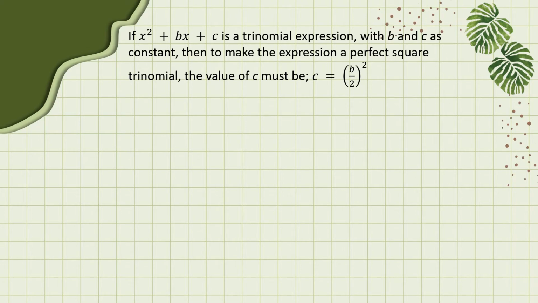So today's lesson can be easily understood by recalling first the procedure on how to make a trinomial a perfect square. If x squared plus bx plus c is a trinomial expression with b and c as constants, then to make the expression a perfect square trinomial, the value of c must be c is equal to the quantity b divided by 2 squared.